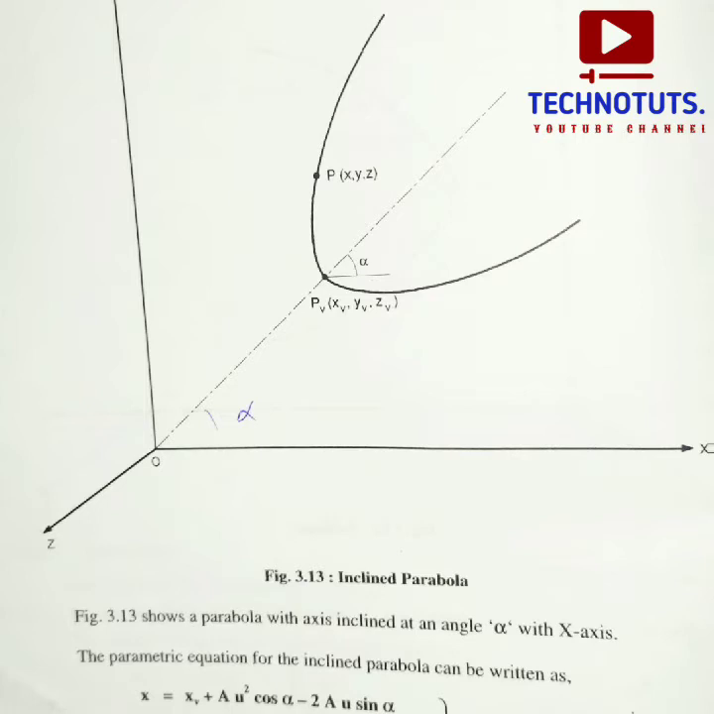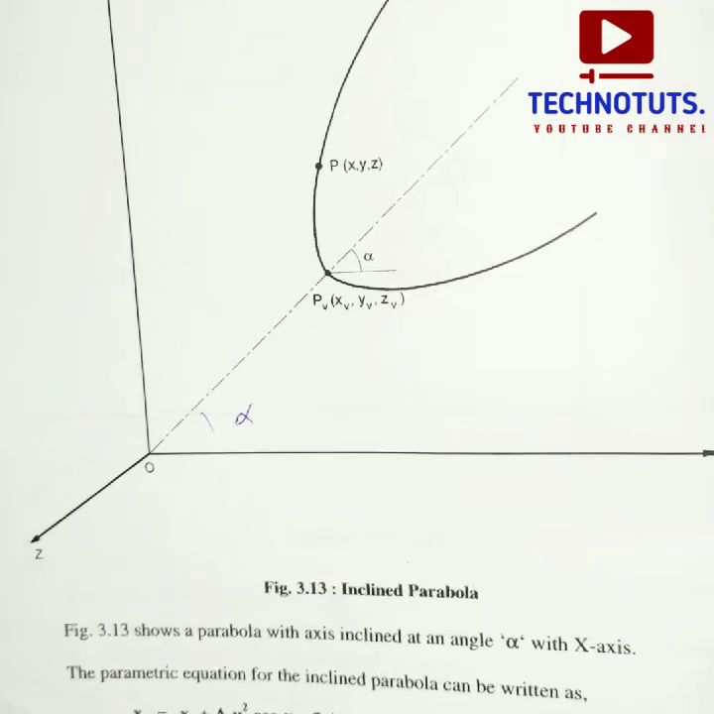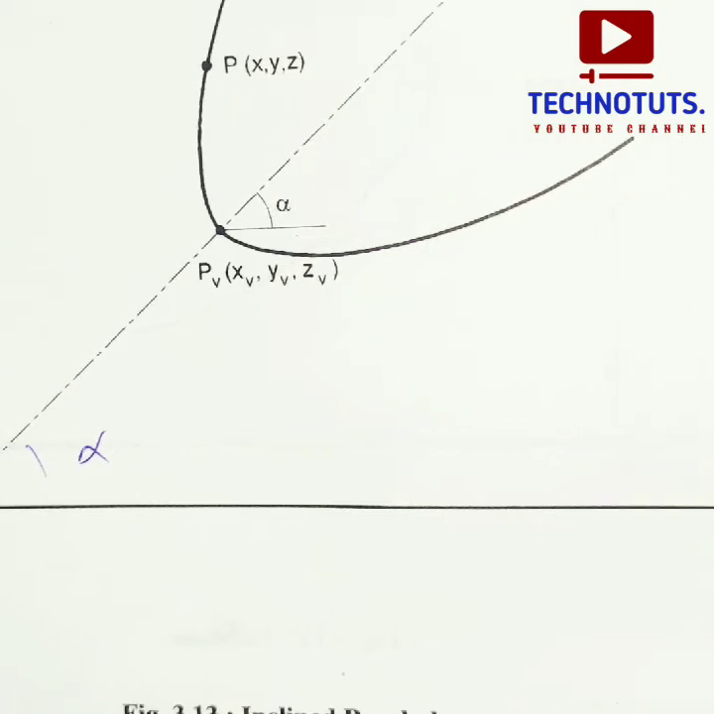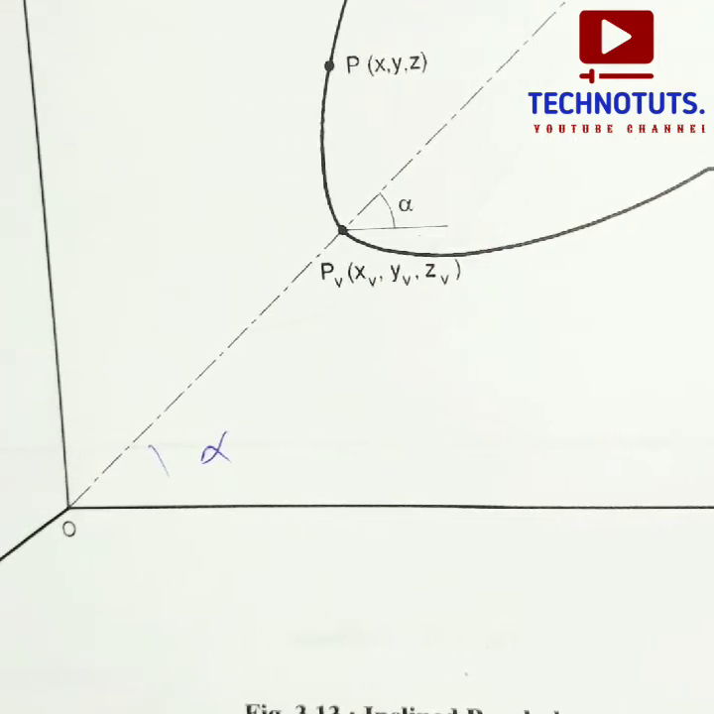Now the parametric equation for this inclined parabola can be written as x is equal to xv plus au square cos alpha minus 2au sin alpha, y is equal to yv plus au square sin alpha plus 2au cos alpha, z is equal to zv, where the value of u varies from 0 to infinity. So this is the parametric equation for inclined parabola.